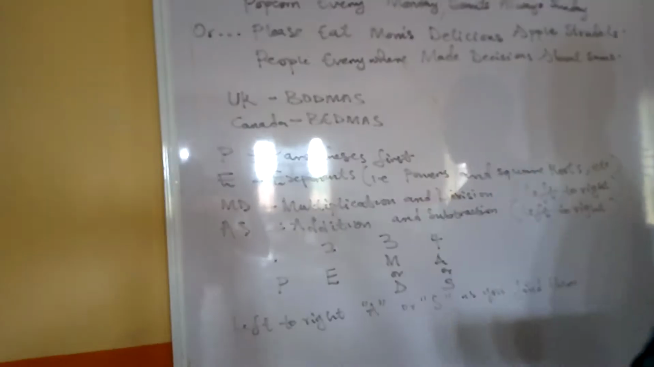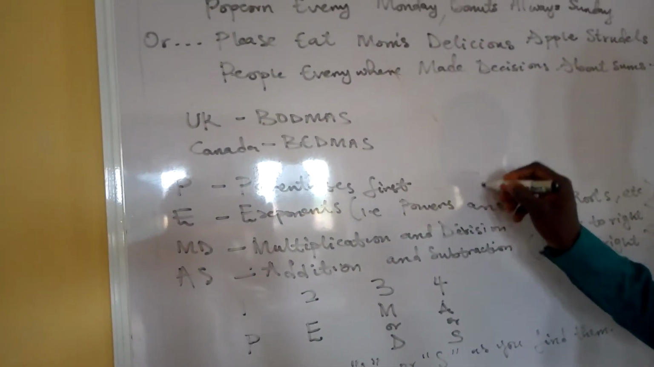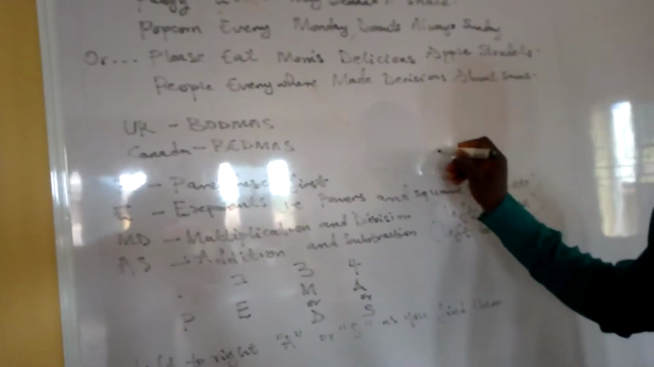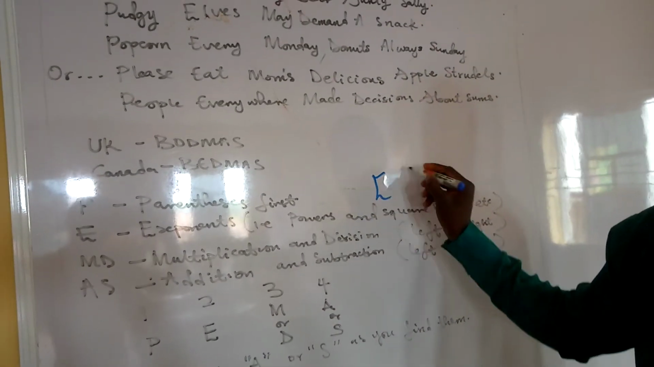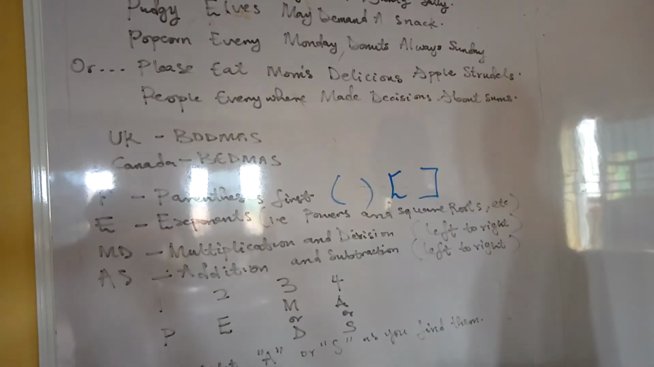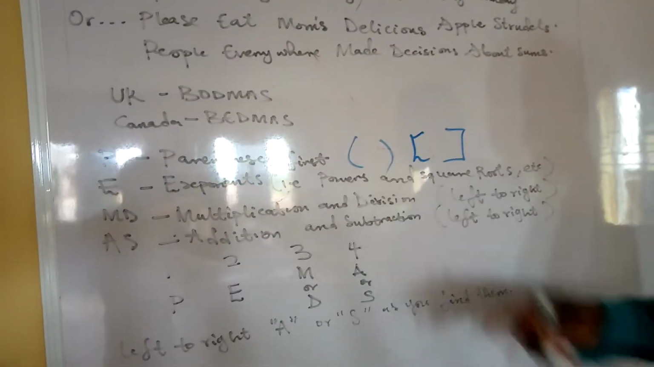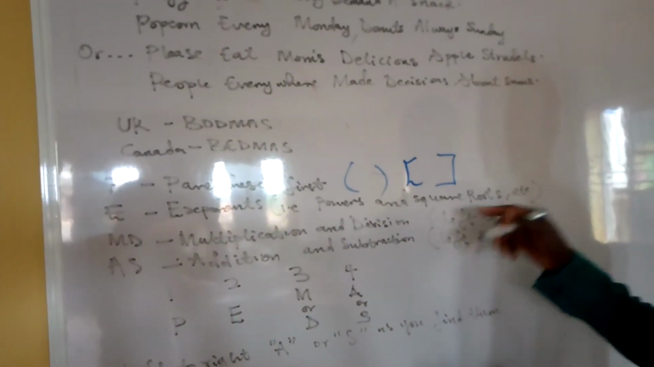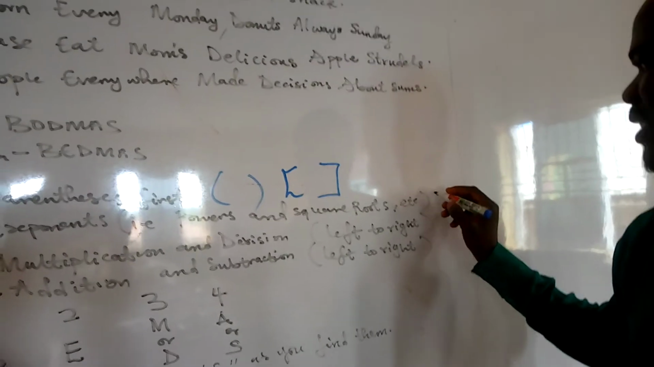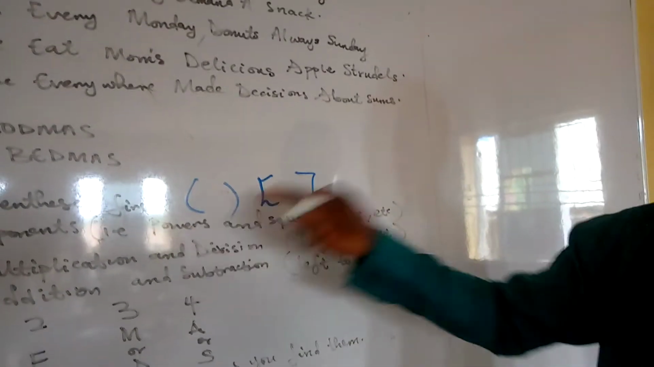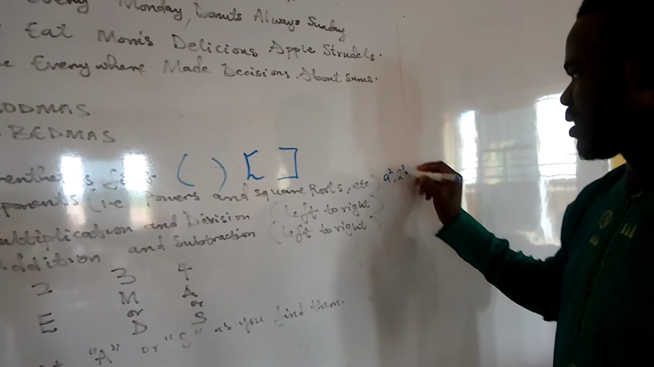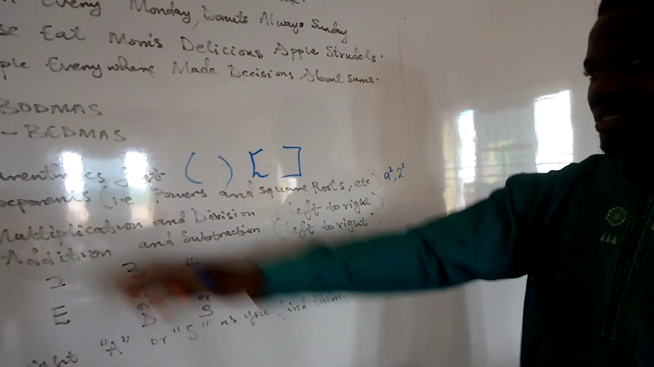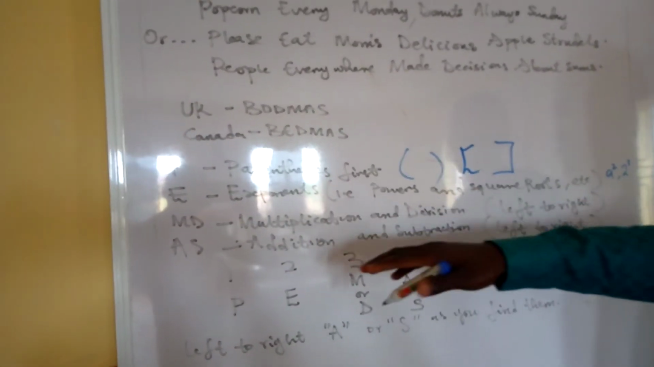P means parentheses. And this is a sign for parentheses. Brackets, some of the time, this sign could mean parentheses. And E stands for exponents. When we're talking about exponents, we're talking about powers and squares, like a square, 2 raised to power 3, etc. Then you go to multiplication and division.